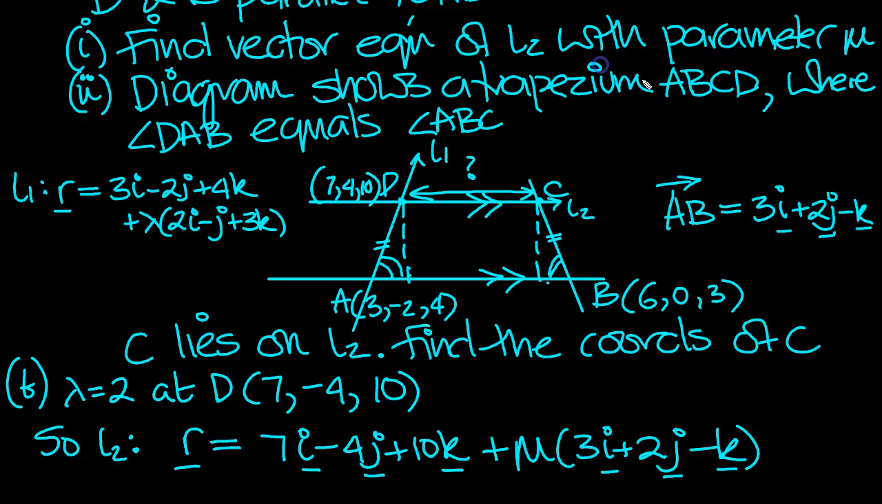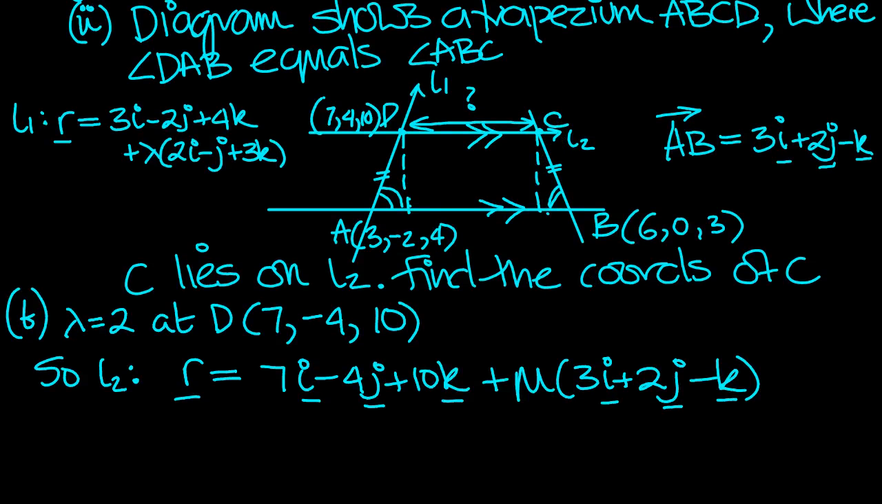The diagram shows trapezium ABCD where this angle is equal to this angle. C lies on L2 as we said. Find the coordinates of C. So we need to find these coordinates. Now there's symmetry. These two sides are the same, so this distance will equal this distance. We know this distance and we know this line here. So where does this line satisfy the distance from this to this, this vector equaling a certain value? That's the gist of it.